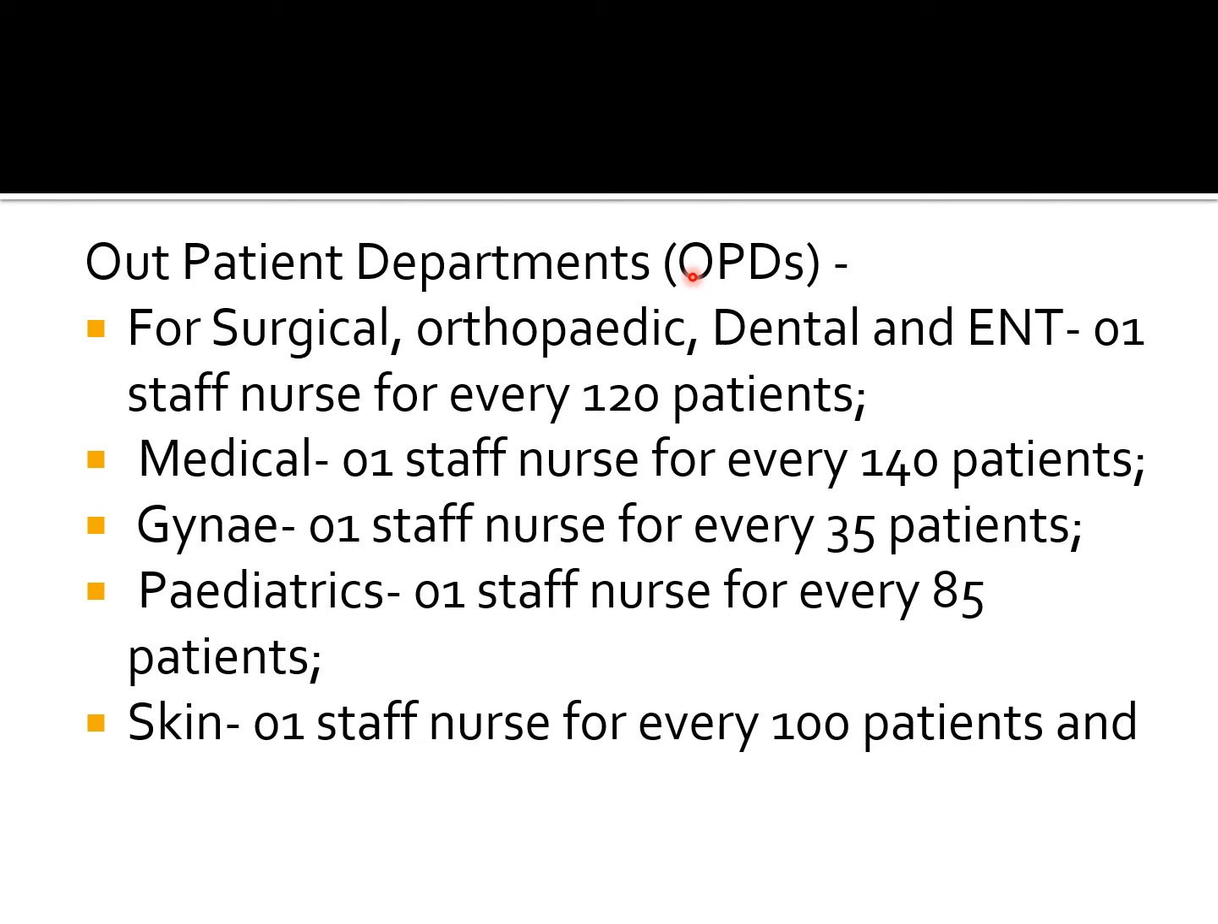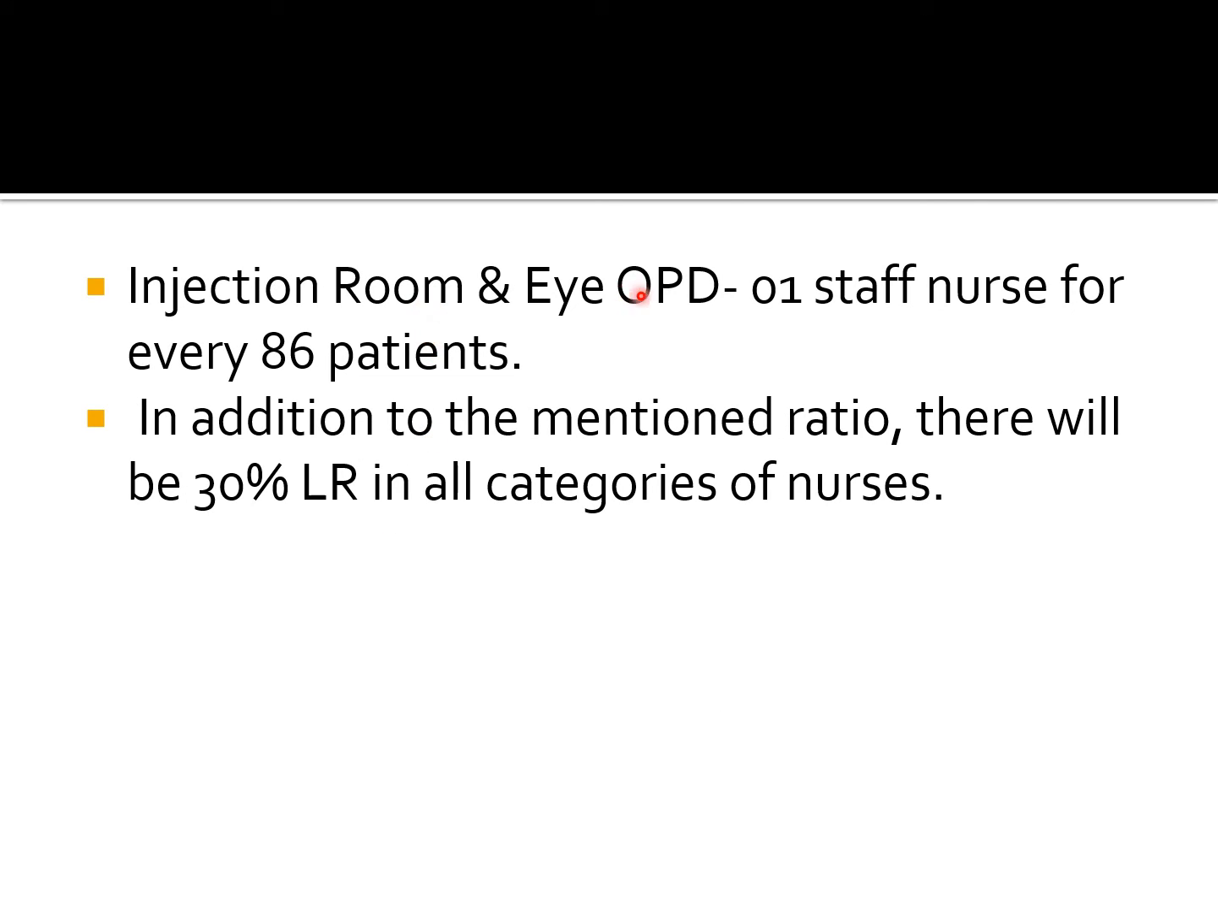Coming to outpatient department staff ratio, for surgical, orthopedic, dental and ENT, there must be 1 staff nurse for every 120 patients. For medical OPD, there must be 1 staff nurse for every 140 patients. For gynec OPD, 1 for 35 patients. Pediatric OPD, 1 for 85 patients. Skin, 1 for 100 patients. Then a staff nurse for 86 patients in the injection room and eye OPD. In addition to the mentioned ratio, there must be 30% leave reserve in all categories of nurses to provide adequate supply in case of leave.